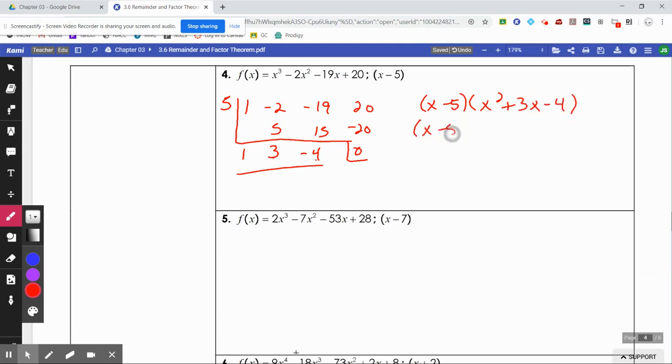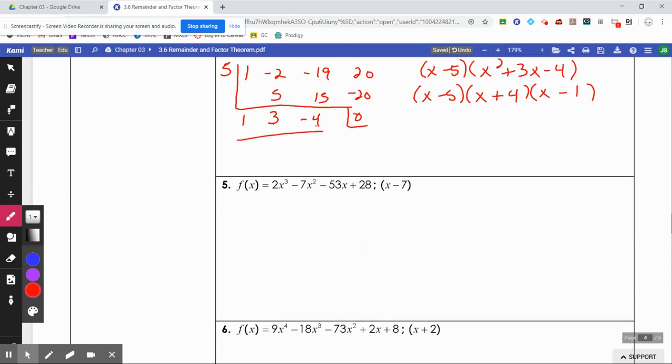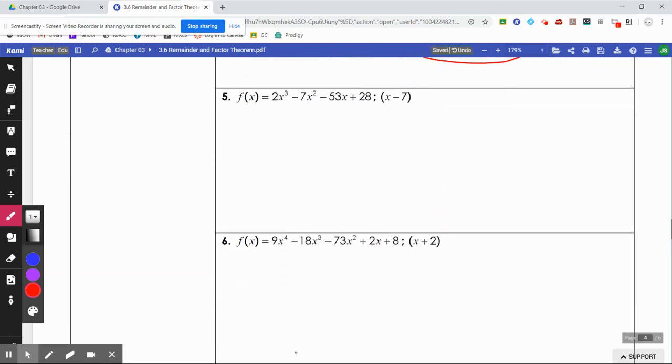So break it down again, bring down the x minus 5. The numbers that multiply to -4 and add to 3 will be a +4 and a -1. So my zeros are 5, -4, and +1. These are my factors. These are my zeros.